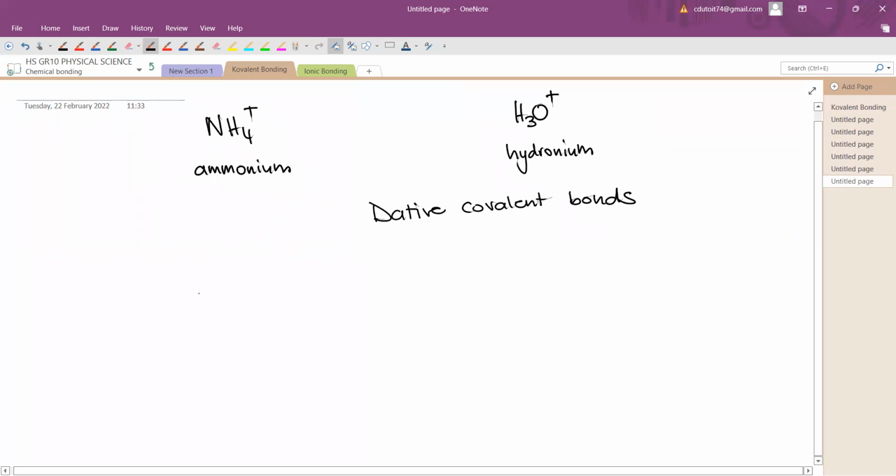Let's use ammonium as an example first. We have the NH3 molecule. There's its Lewis diagram. Just draw that. Then we're going to add a hydrogen ion. A hydrogen ion doesn't have any electrons. So that hydrogen ion is positive. Well, these two electrons on top there are negative. So that hydrogen ion is going to be attracted to those negative electrons there.